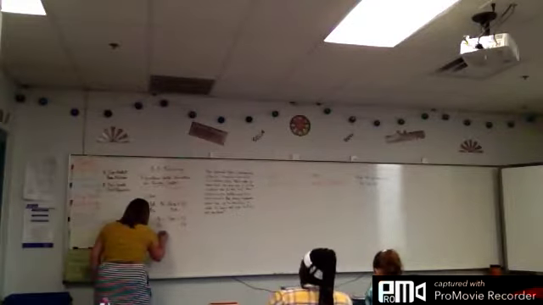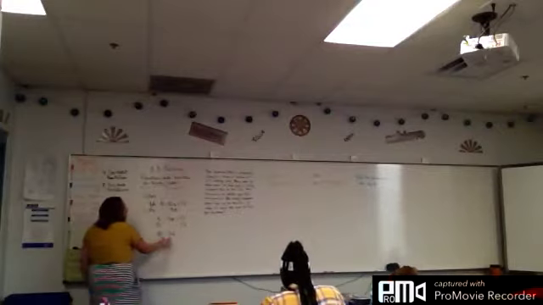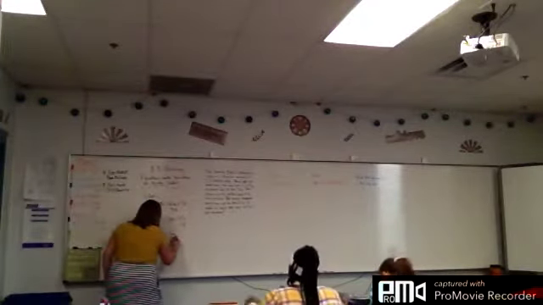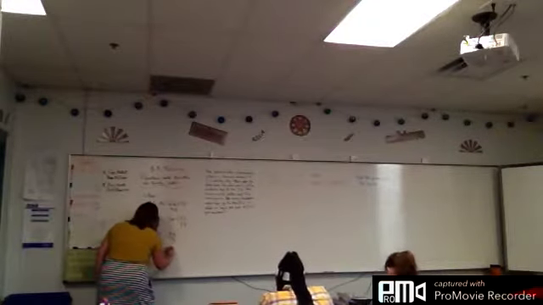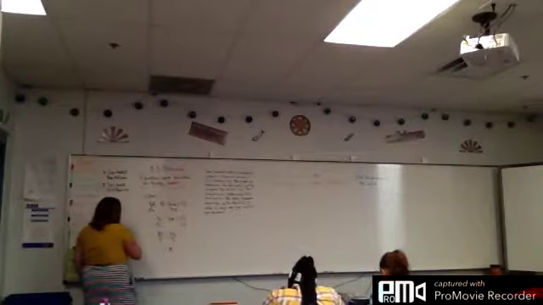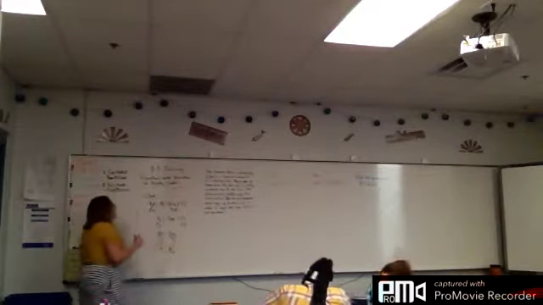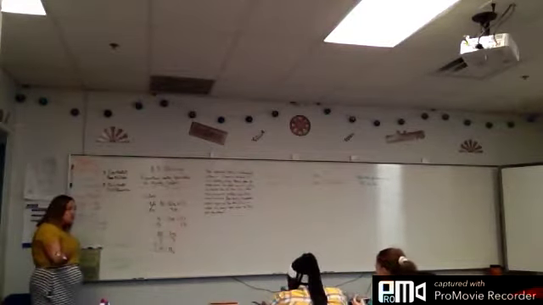-18. -18 equals 3n. How do you get n by itself when there's a 3 in front? You divide by 3. So n equals, what's -18 divided by 3? -6. So we do not have two variables, we have the same variable, just on two sides.